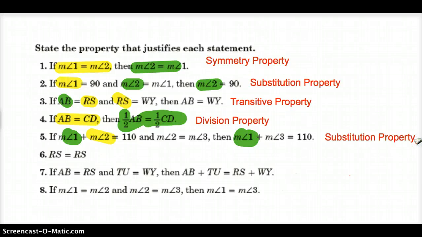In number 6, RS equals RS. They are matching. That is called reflexive property. In number 7, AB equals RS and TU equals WY. Now, you might see this better if it was written this way.